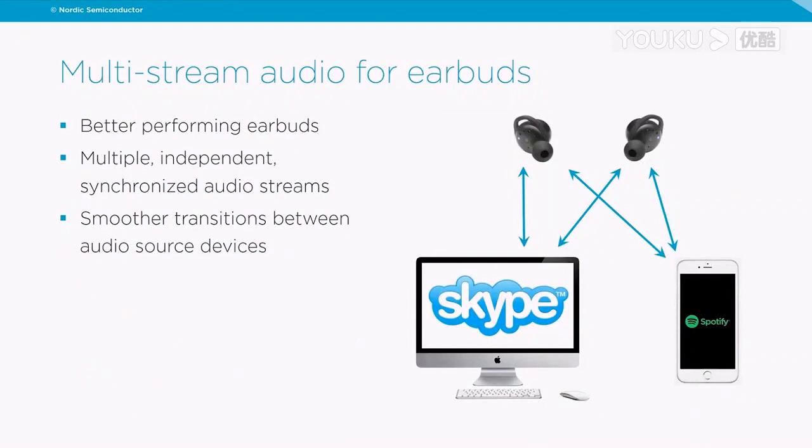Then you have multi-stream audio for earbuds, so you can have better performing earbuds. You can have one channel to each earbud, which are synchronized and independent. And it also enables smoother transitions between audio source devices. So if you're listening to your smartphone and then you want to listen to your PC, this should be much smoother with LE audio.